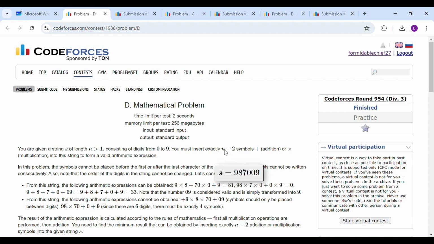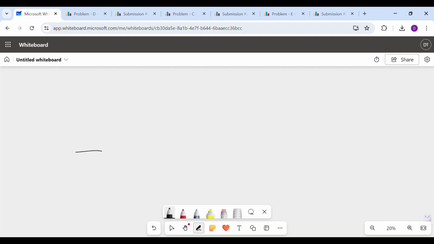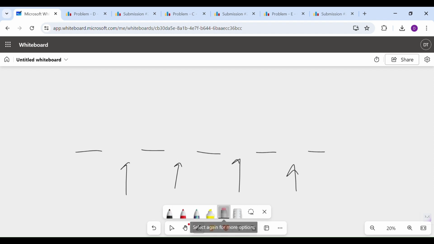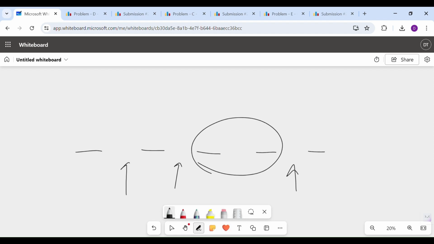Okay, now since you need to perform n minus 2 symbols, that means any one number from your made numbers will have to be a 2-digit number. If you have n digits and you have to insert n minus 1 symbols in between, that means you can insert n minus 1 symbols in the gaps. But since you need to insert n minus 2, then you will need one 2-digit string.